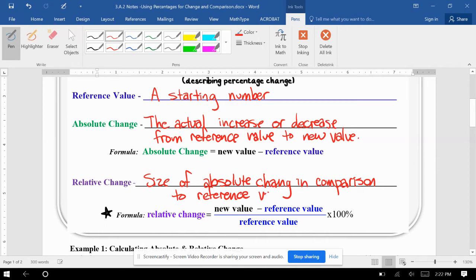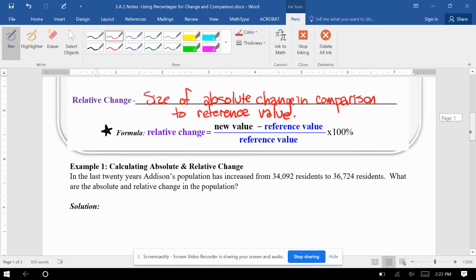What this is going to do is tell you what percentage it went up by or what percentage it went down by. If you get a positive number, that means something is increasing. If you get a negative percentage, that means something's going down. It's decreasing. All right.